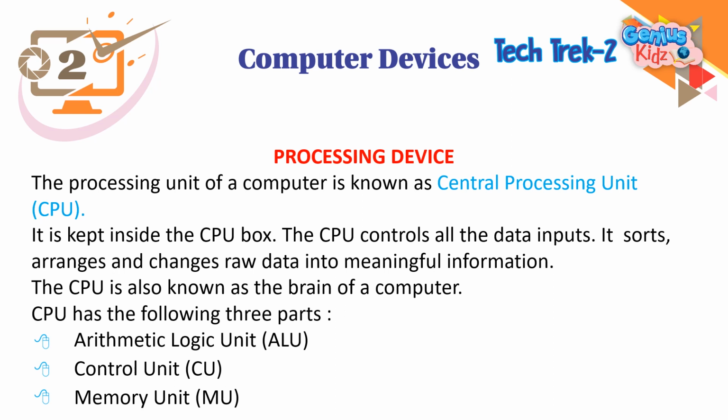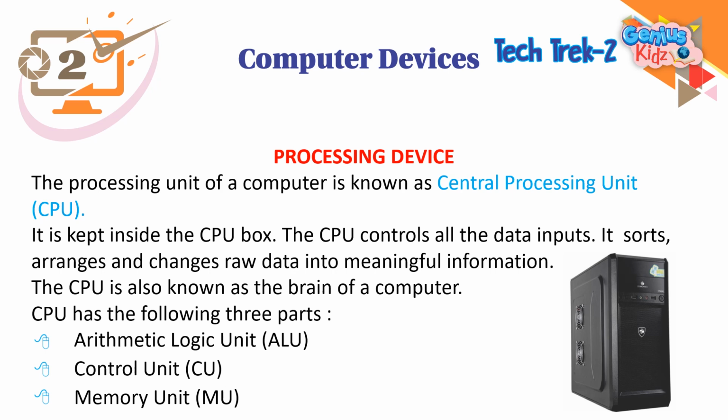Processing device. The processing unit of a computer is known as Central Processing Unit, CPU. It is kept inside the CPU box. The CPU controls all the data inputs. It sorts, arranges and changes raw data into meaningful information. The CPU is also known as the brain of a computer. CPU has the following 3 parts: Arithmetic Logic Unit, ALU, Control Unit, CU, Memory Unit, MU.